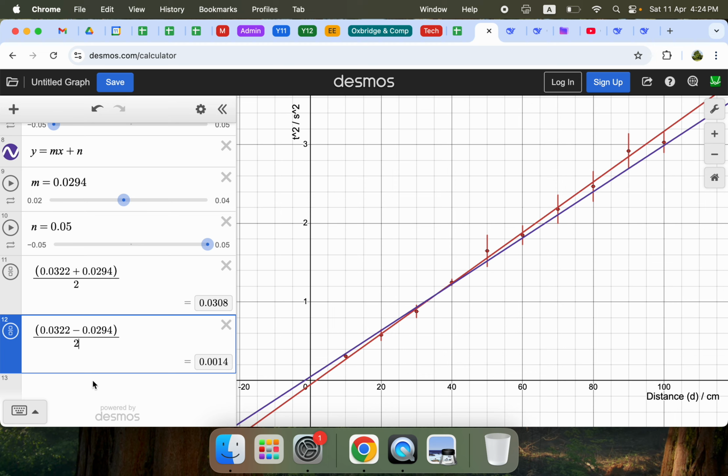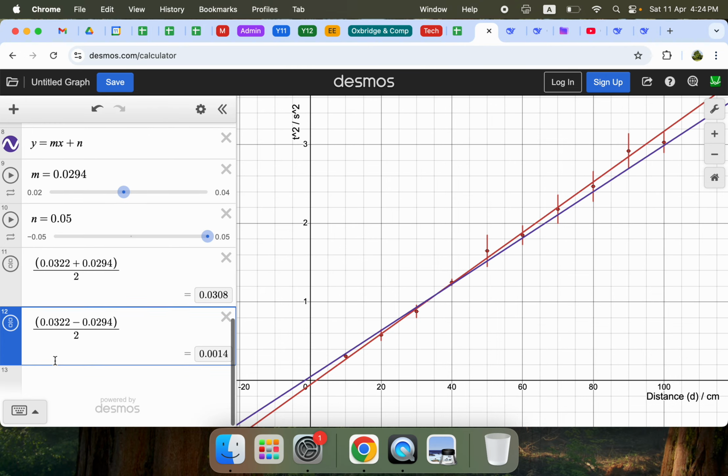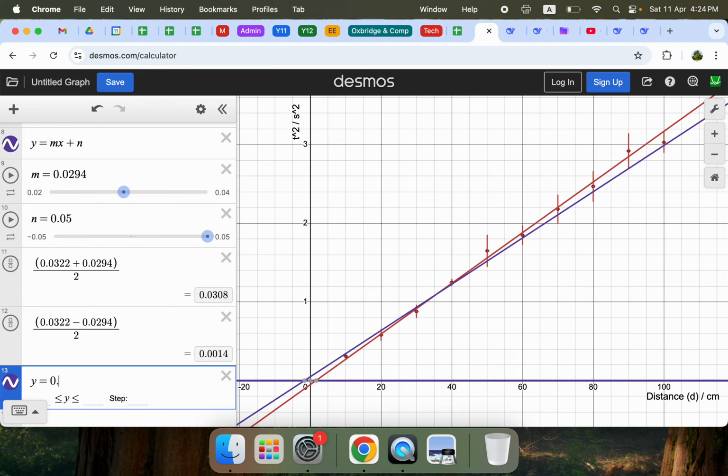Then I can do the same for the y-intercepts, which is relatively easy. If I look at the y-intercepts, negative 0.05 and 0.05, that is centered on 0, plus or minus 0.05. So I can now draw my best fit straight line according to these max-min lines, which would be this line right there.